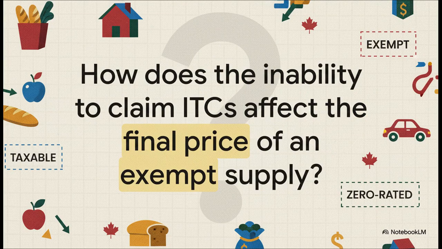And I'll leave you with a final thought, a little puzzle to chew on for next time. We say that exempt supplies, like a visit to your dentist, have no tax. But think about it. If that dentist has to pay GST on her office rent, on all her expensive equipment, on her supplies, and she cannot claim any of that back as an ITC, where does that tax cost actually go? Does it just disappear into thin air? Or does it get quietly embedded in the price she charges you? We'll pick that up next class.